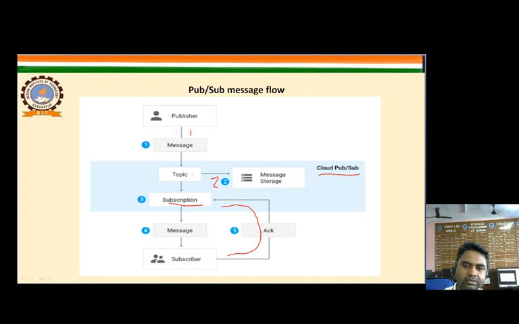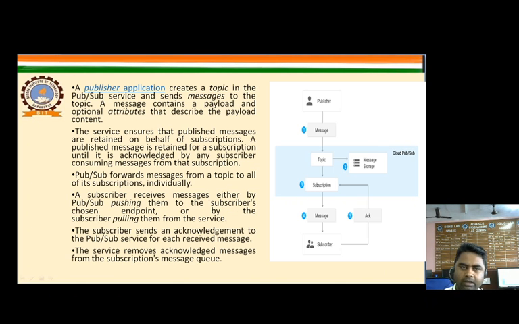First, the publisher sends a message. Second step, the message is converted into a topic and the topic is stored in the message storage. And third, the topic is sent to the subscriptions, and these subscriptions send the message to the subscriber. When a subscriber receives a message, it sends an acknowledgement to the subscriptions. Here we can see the same thing in detail.